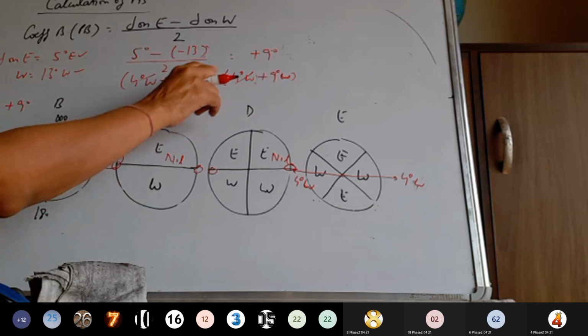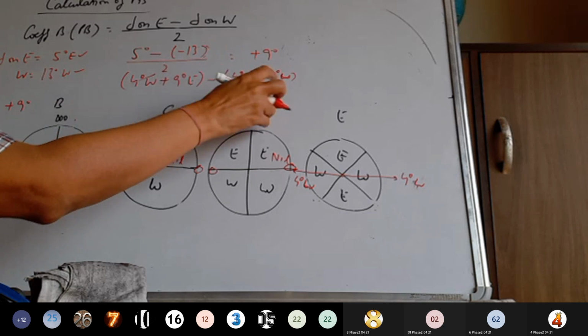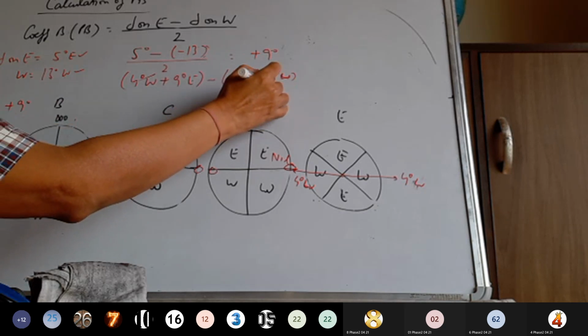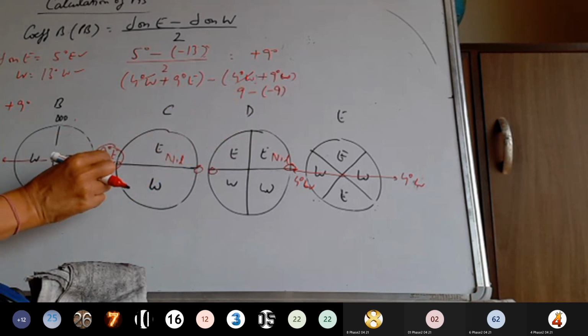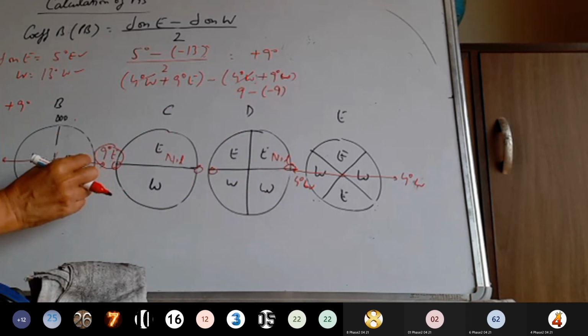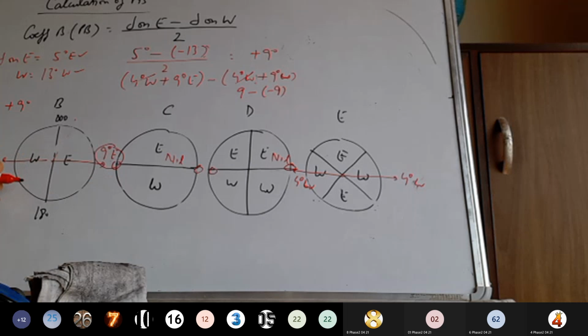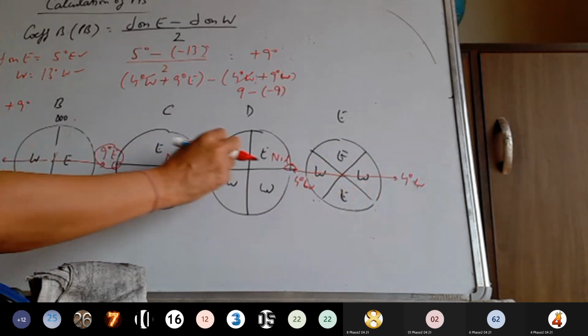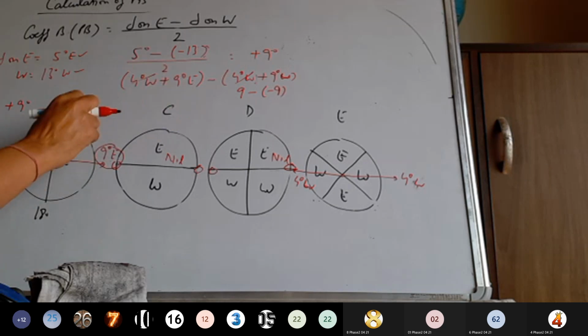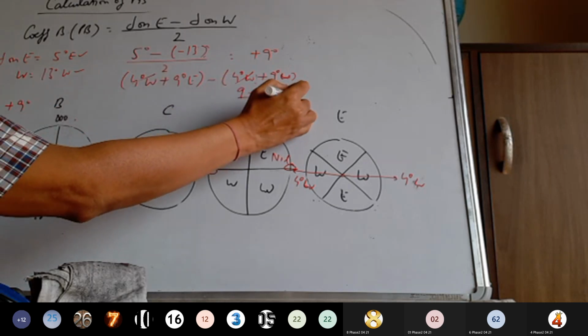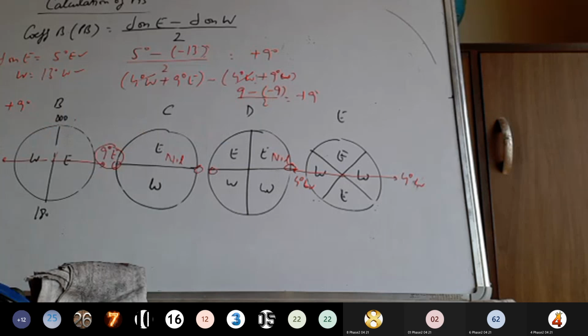So what you will have is 9 degrees east and 9 degree west here. So 9 and west we are putting as minus. So 9 minus minus 9. So because this component will get added up. Okay. This component will get added up and this component will get cancelled out. So because this component is getting added up, that is why in the denominator we are having 2. So what we get? Plus 9. Right? So that is how we calculate the value of PV. Understood?